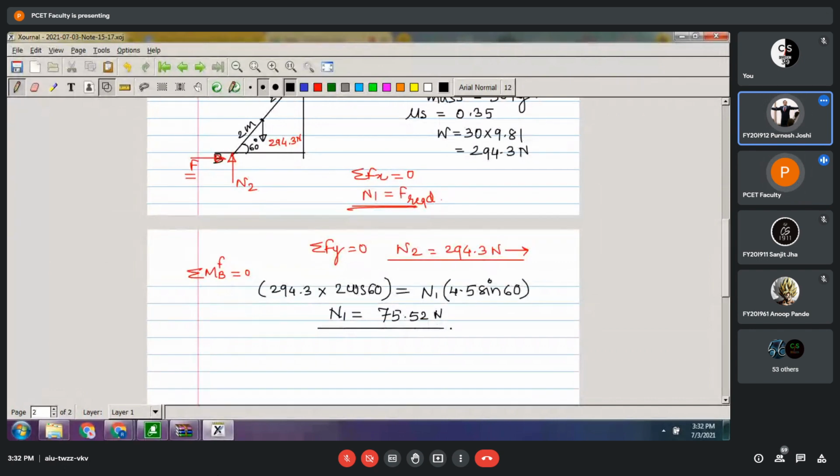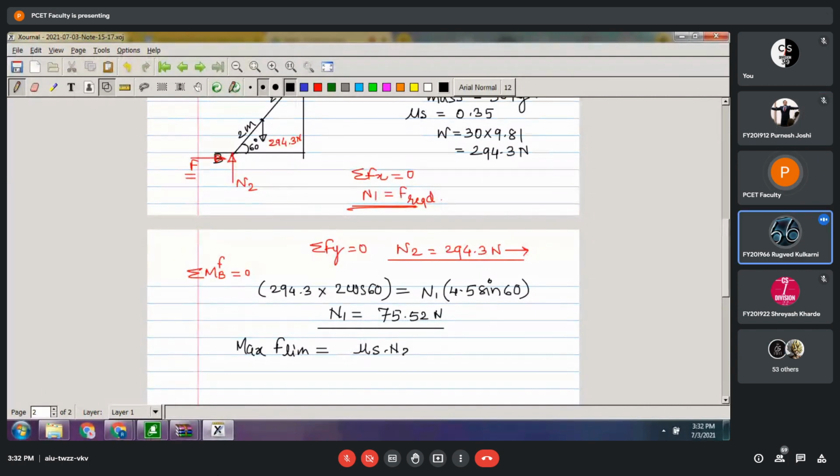Yes, it is 52. Did everyone get the answer? 75.5. Yes, ma'am. But can you tell me what is the maximum frictional force, or F limiting, which can be offered by the floor to your ladder? Ma'am, it is mu_s into N2. Correct, it is mu_s into N2. N2 is 294.3 and mu is given as 0.3.